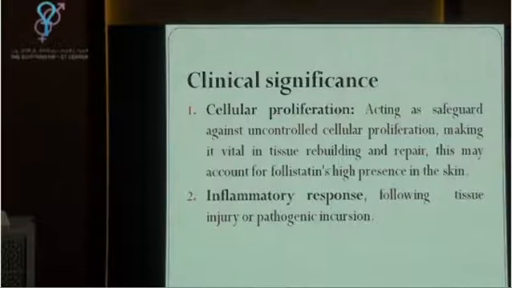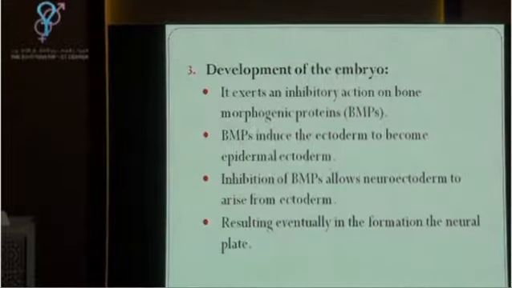For clinical significance, it has a role in cellular proliferation and in the inflammatory response, particularly in non-gynecological issues. In the development of the embryo, it appears to exert an inhibitory action on the BMPs, the bone morphogenetic proteins. These are known to induce the ectoderm to become epidermal ectoderm. So when inhibiting the BMPs, it allows the neuroectoderm to arise from the ectoderm. It shifts the way from the epidermal ectoderm to the neuroectoderm, resulting eventually in the formation of the neural plate.